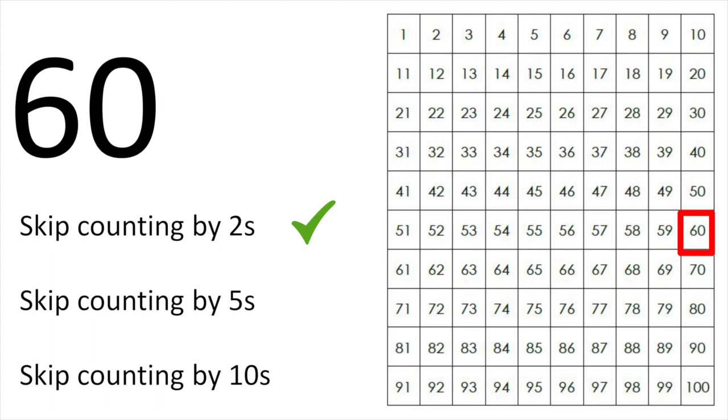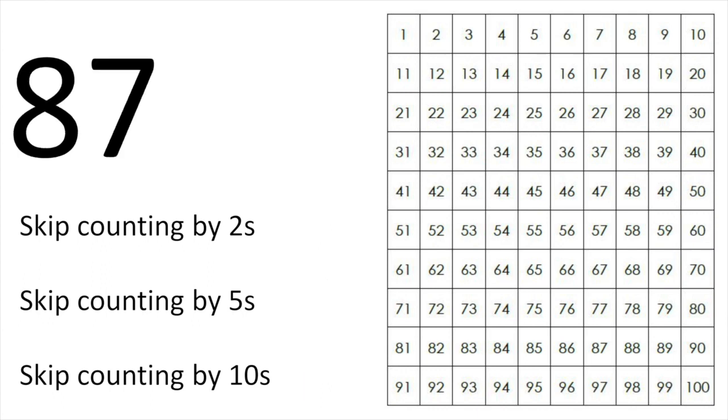Could you get there skip counting by 5s? Yes, because it ends in a 0. So if I go 5, 10, 15, 20, 25, 30, 35, 40, 45, 50, 55, 60, I get to 60. It is a multiple of 5. And could I get there skip counting by 10s? Yes, I could, because it ends in a 0. 10, 20, 30, 40, 50, 60. It is a multiple of 10.